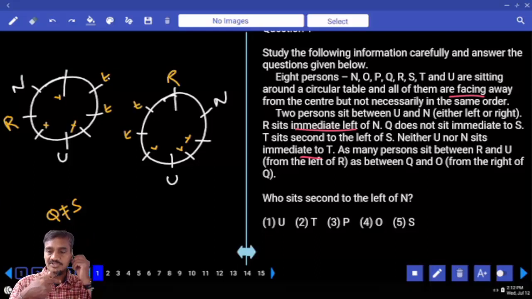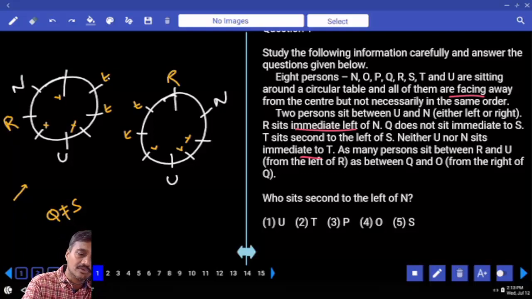And as many persons between R and U, between Q and O. R and U, how many persons are there? There is exactly 1 person. Hence, in this case, there is exactly 1 person between R and U. As there is 1 person here, hence in between Q and O, there must be exactly 1 person. Hence Q and O must be in the alternate places. As Q and O must be in the alternate places, then if Q or O is here, how many are possible? Q and S cannot be adjacent to each other.